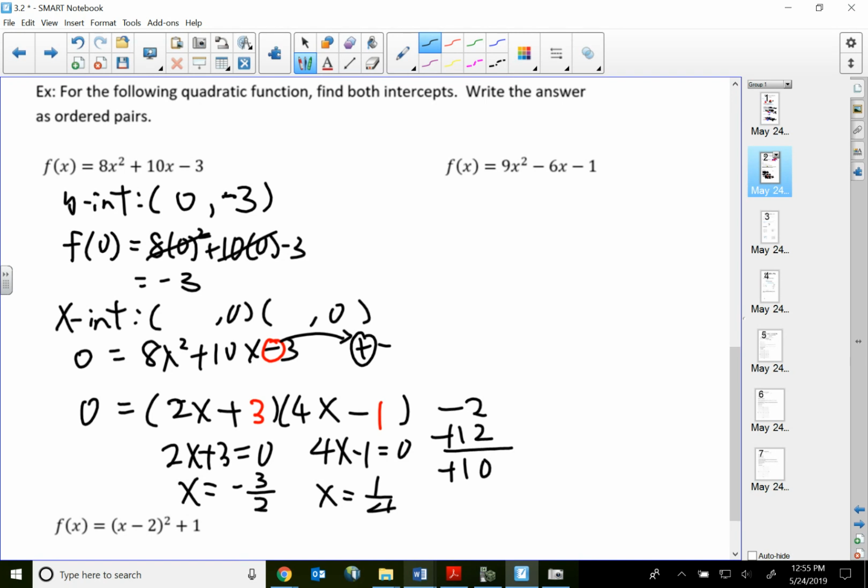All right, so I've got to write them in coordinate form. So that will be negative 3 over 2, 0. The other x-intercept is 1/4, 0.